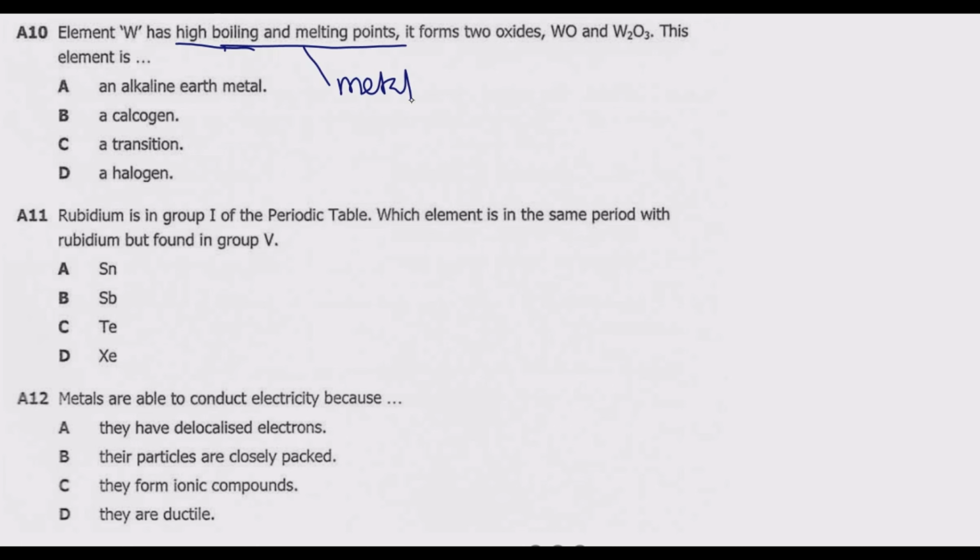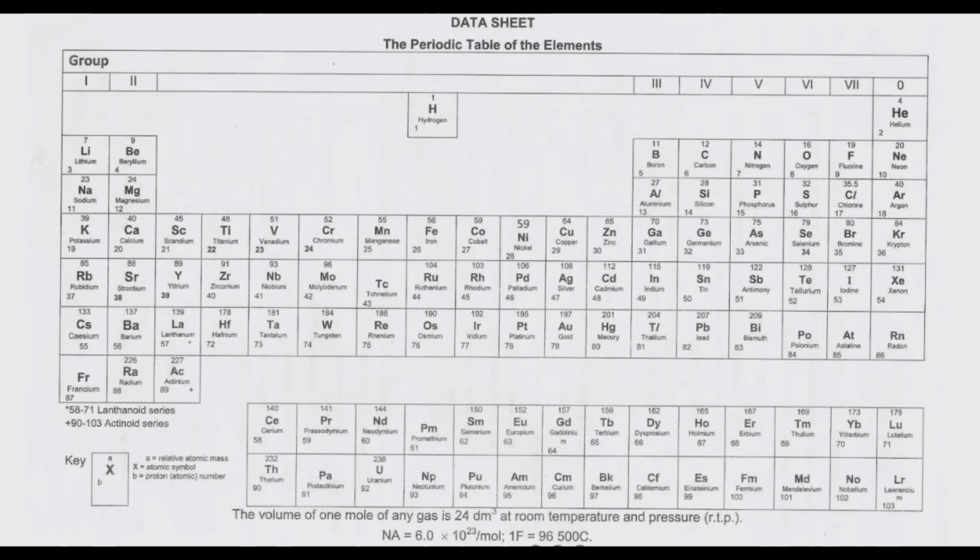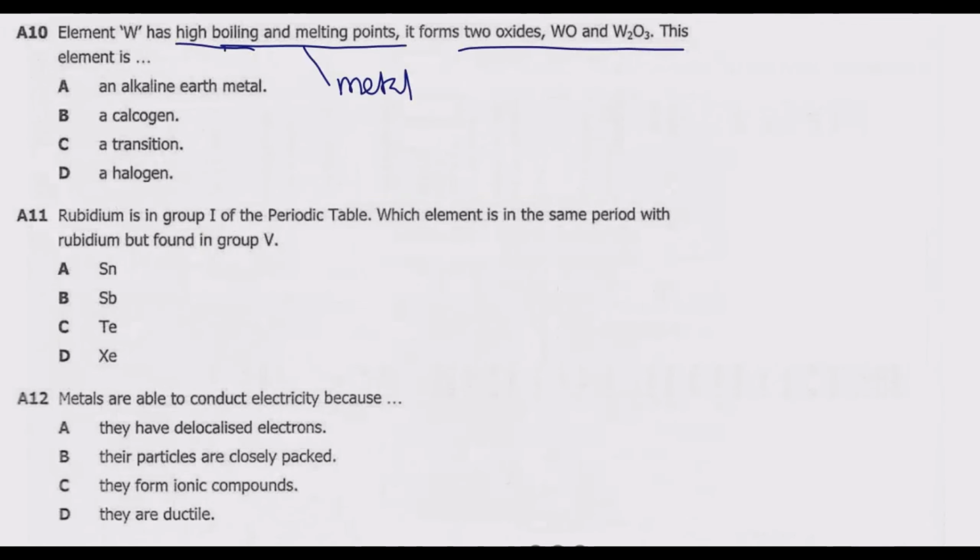Number 2, it forms 2 oxides. The elements that form 2 oxides are elements on this side of the periodic table, these are known as transition metals. So C is the correct answer.